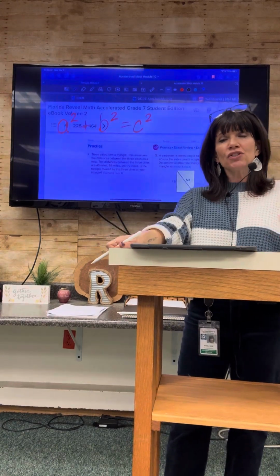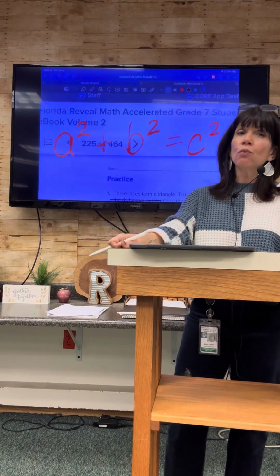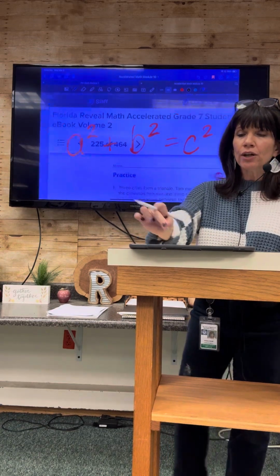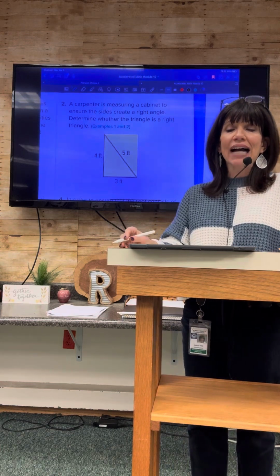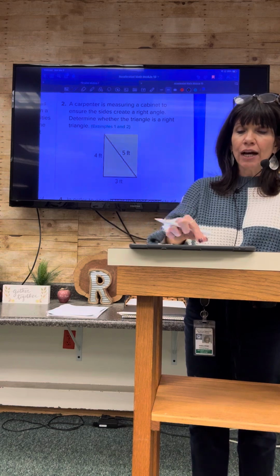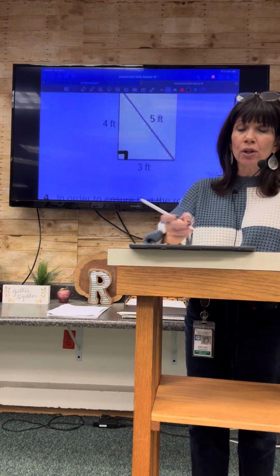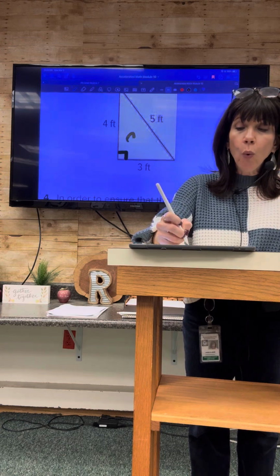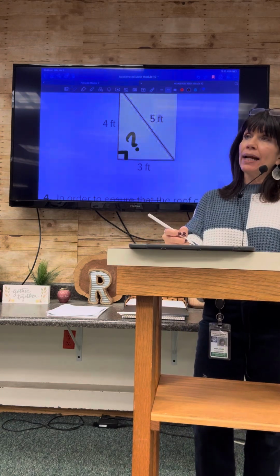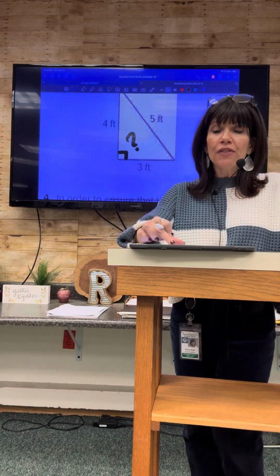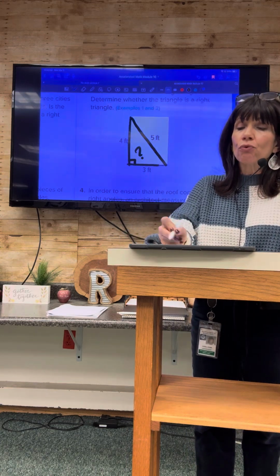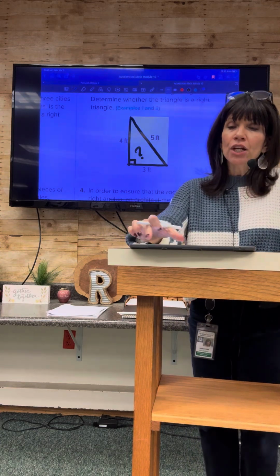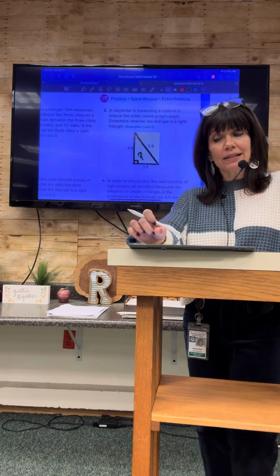So today we're using a squared plus b squared equals c squared, just to double check that we are working with a right triangle. We're going to practice with item number 2. A carpenter is measuring a cabinet to ensure the sides create a right angle. In other words, would it definitely need a right angle symbol? If so, then we know that the triangle itself is called a right triangle. Okay? So let's determine whether the triangle is a right triangle.